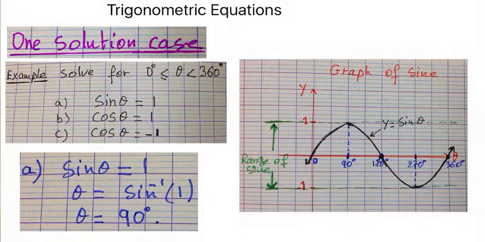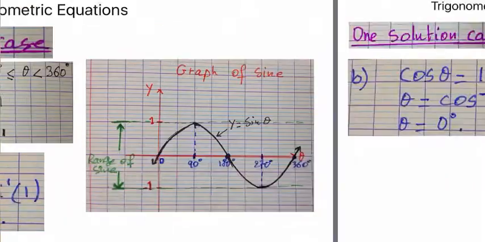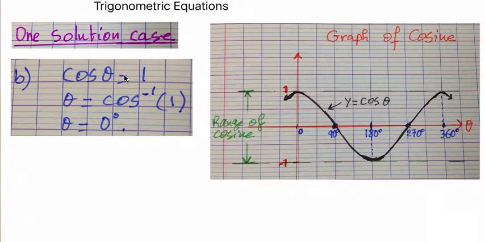Now, we go to part B. In part B, we are asked to solve cosine theta equals 1. As you can see here, cosine theta equals 1 happens here when theta equals 0, and happens here as well when theta equals 360. However, we accept only 0. Theta equals cosine inverse 1 and theta equals 0 degrees.